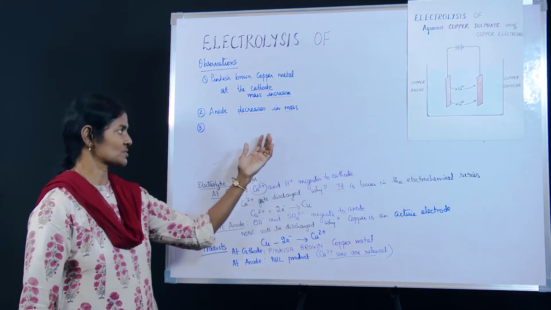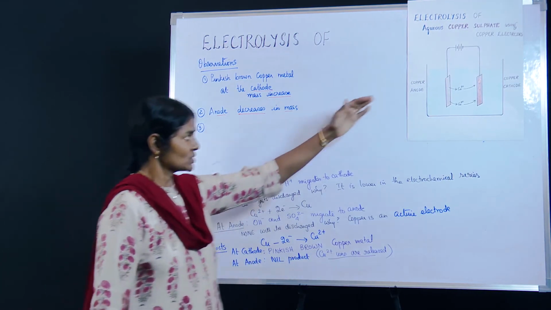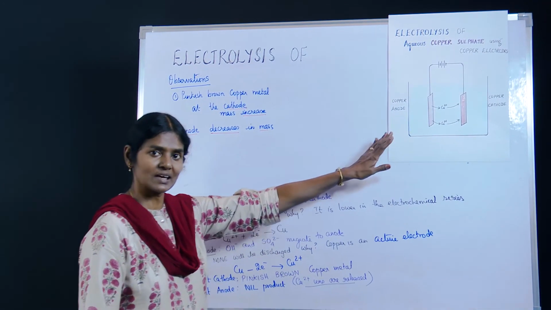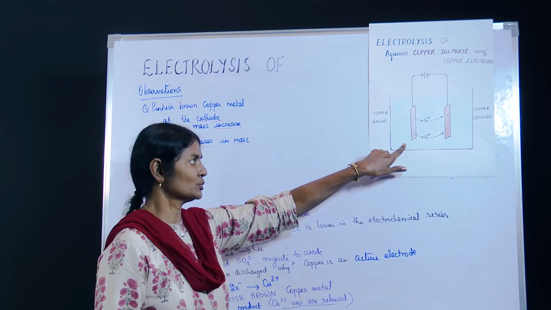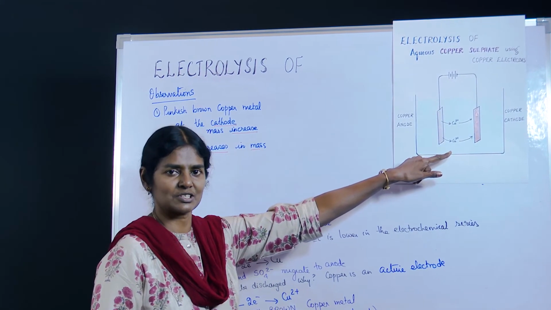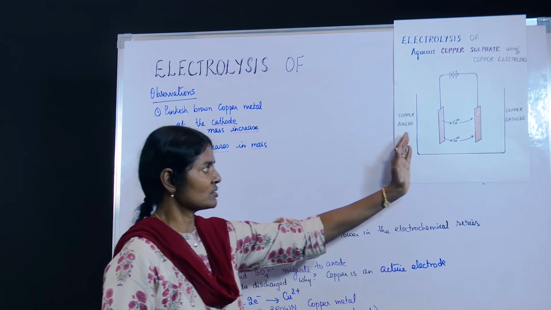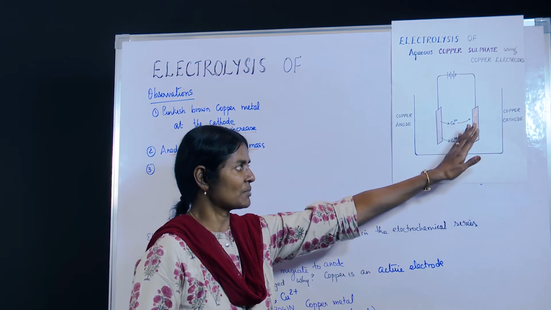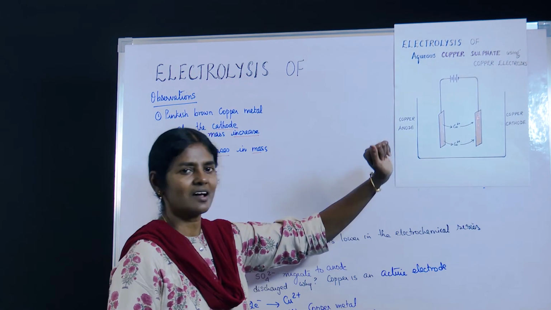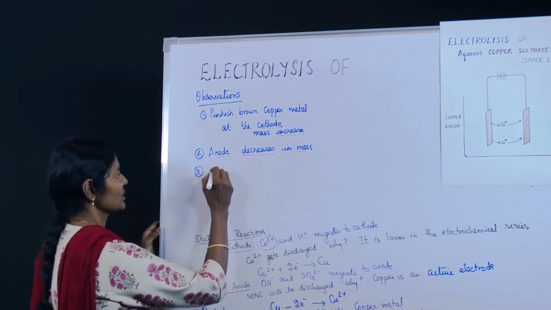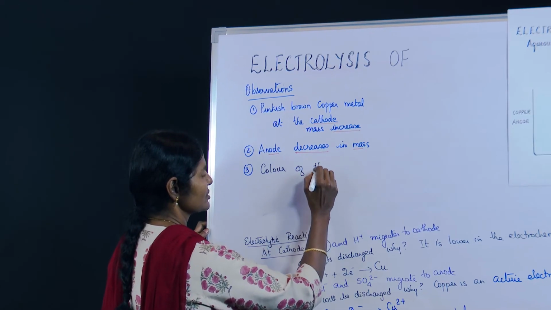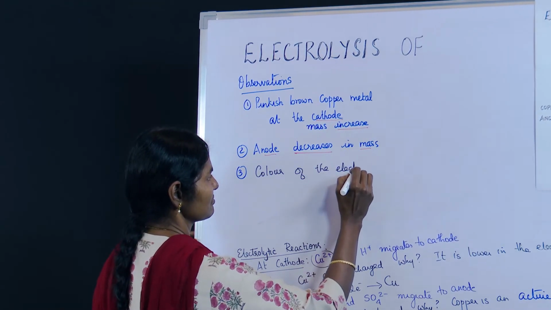Coming to the third observation that we notice here, slowly, usually, if it is copper electrodes, what is happening? The color, this blue color is due to the presence of copper ions that are there in the electrolyte. Actually, copper ions are lost at the cathode, but they are replenished or compensated by the anode. Okay, so the color of the electrolyte remains the same.